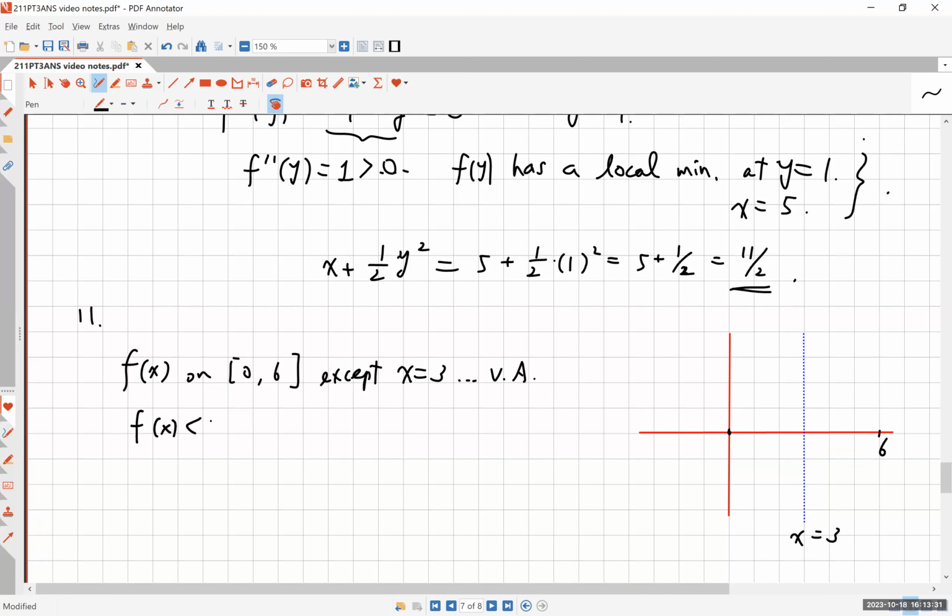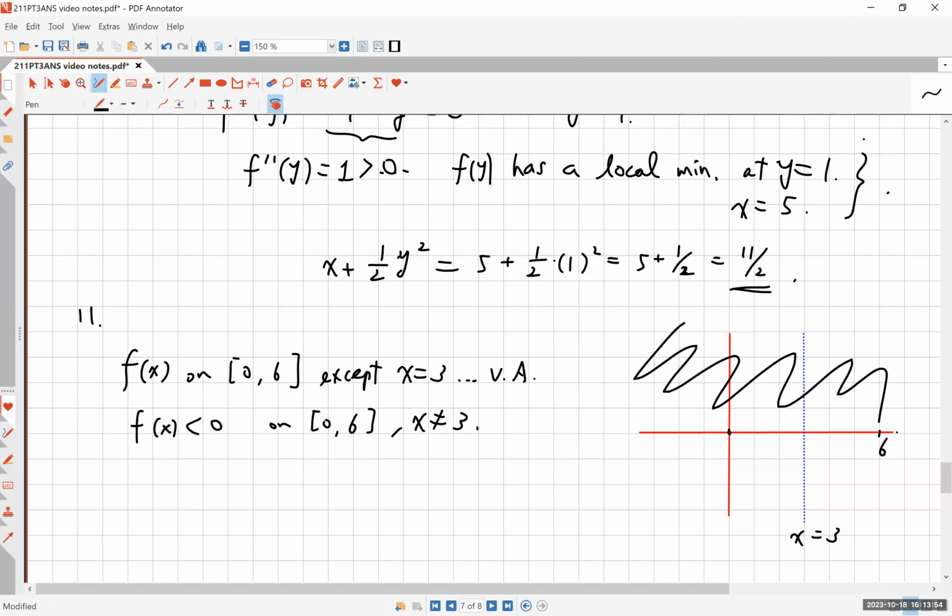F is negative wherever it's defined. That means anywhere between 0 and 6, except at 3 where the function is not defined, the function is negative. That means the graph is always going to be below the x-axis. This part is going to be an excluded region. The graph will not go into the upper half of the plane. And then finally, it says f is increasing on 3 to 6, and decreasing on 0 to 3.